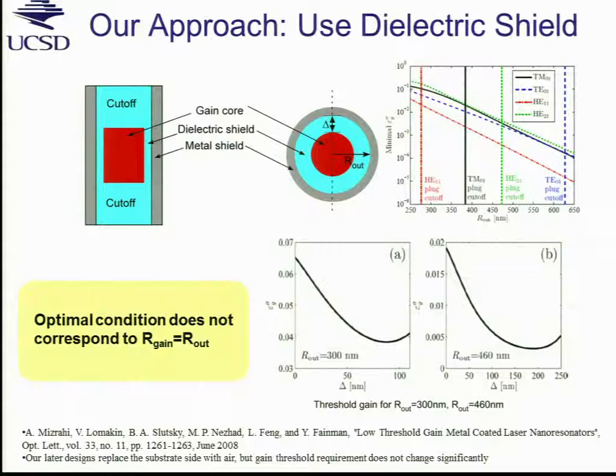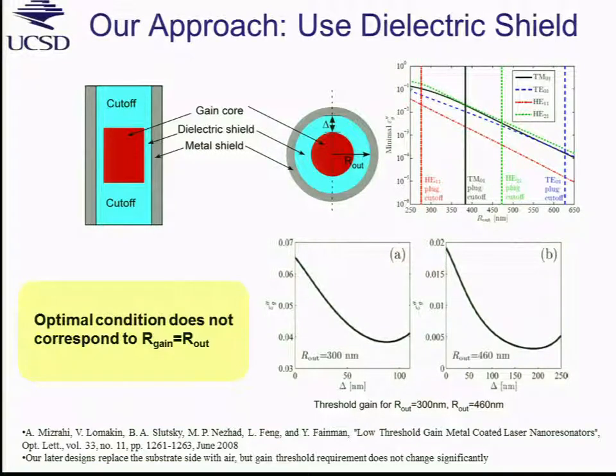So our idea is to introduce a low index dielectric shield between the gain media, this is the red box, and the metal, the grayish. So what happens when I introduce this low index dielectric? I basically reduce the amplitude of the evanescent tail on the metal. So I reduce the metal loss.